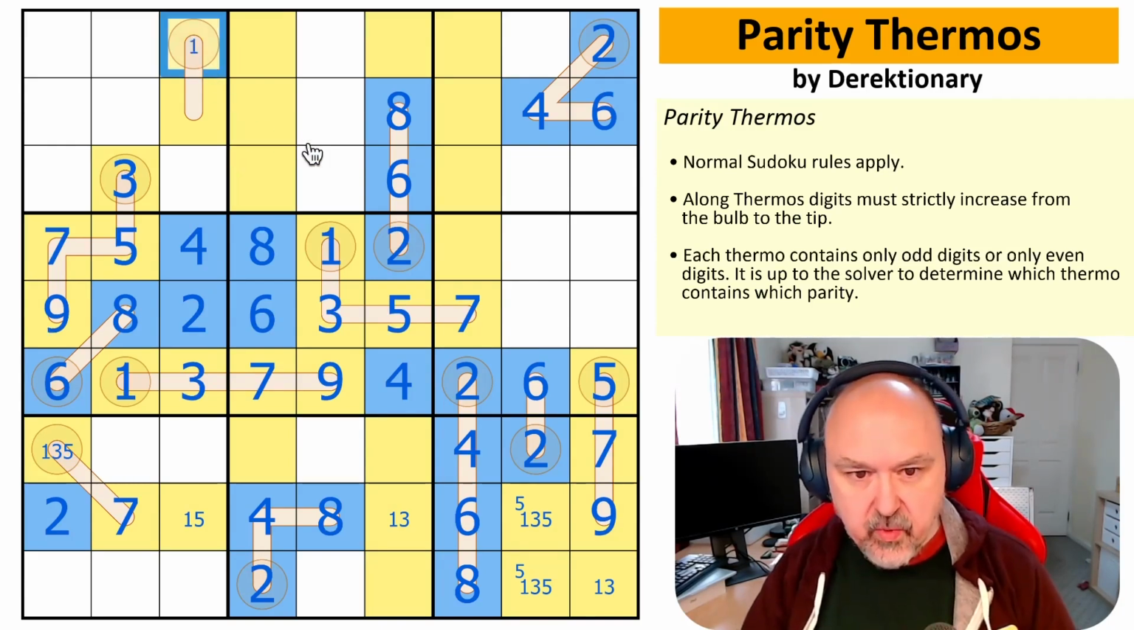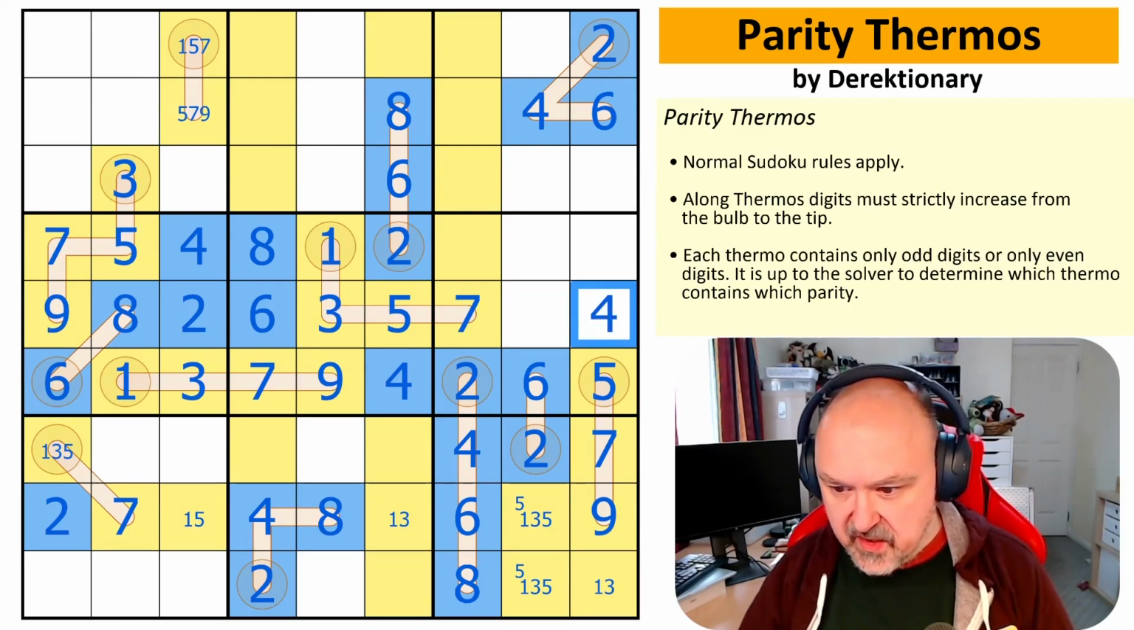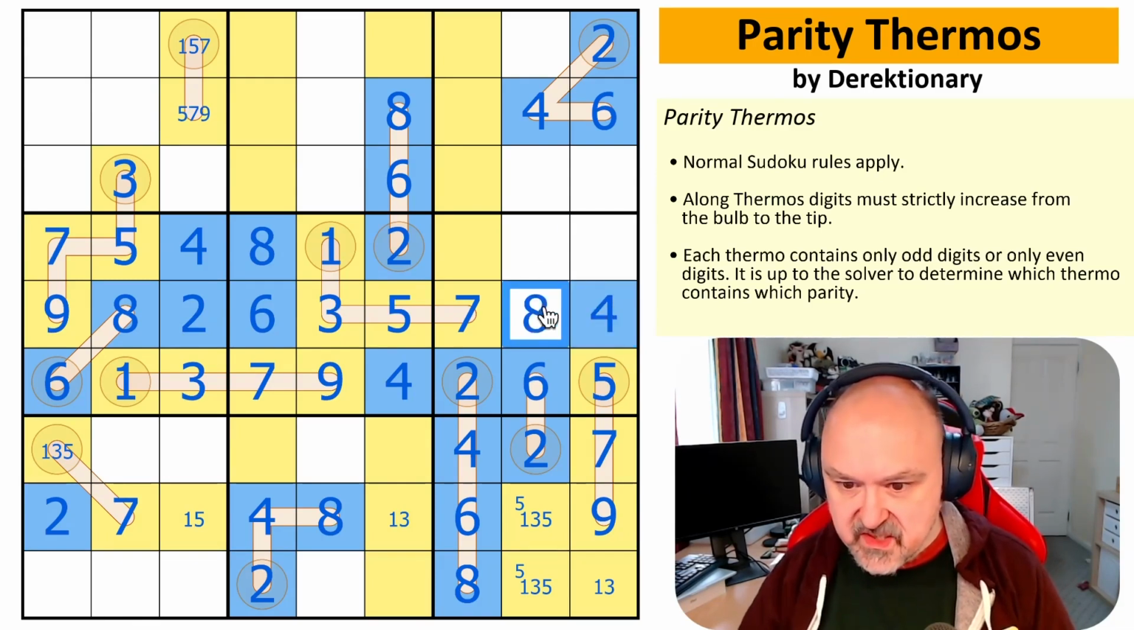So this is 1, 5, or 7, and this is 5, 7, or 9. I haven't resolved all the thermos, but I'm pretty close to just being down to Sudoku. So 4 is in one of those two. It has to go there. So that is the 4. 8 is now forced into there. So that is the 8, and these are odd.